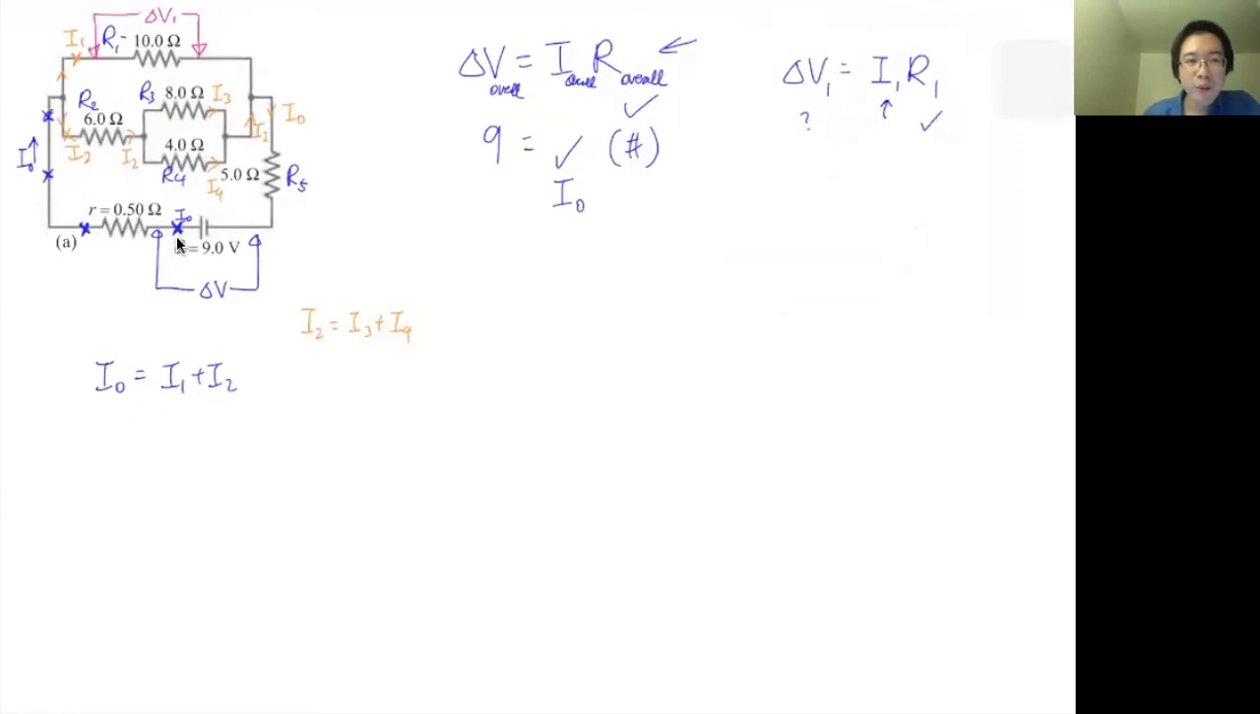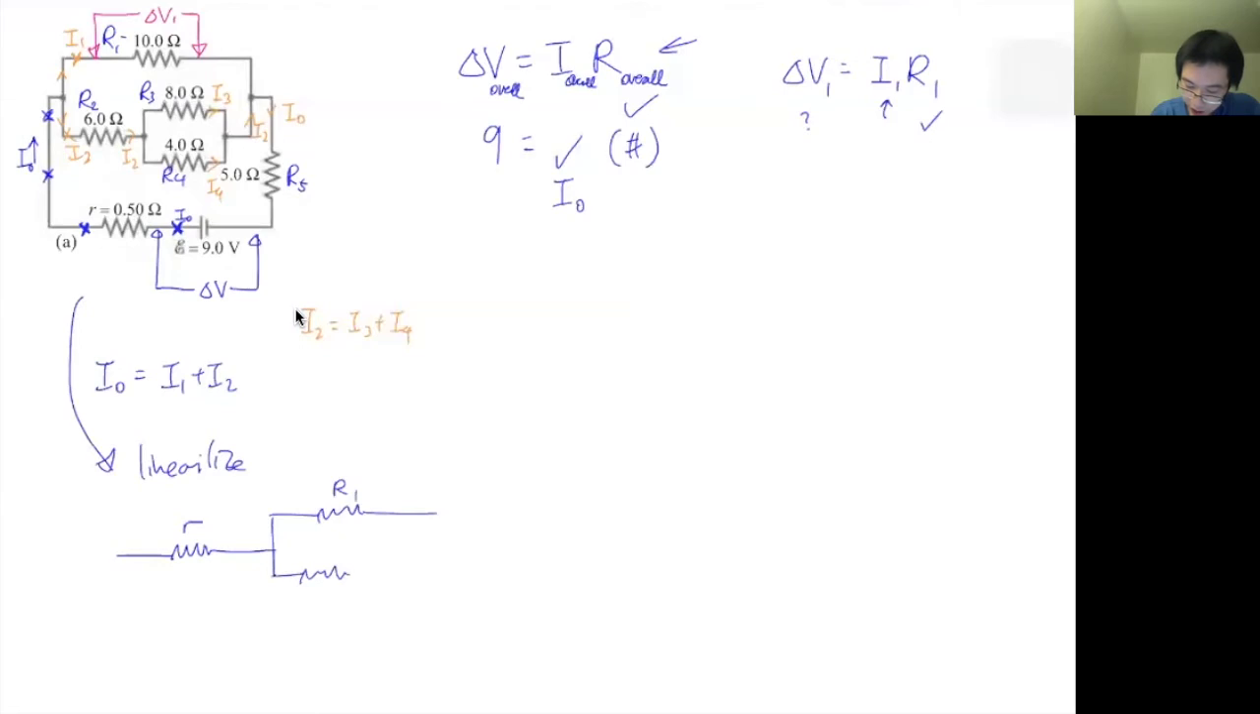Here's another tip: whenever I get complex circuits like this, I like to linearize it. What that means is I want to make it so that everything almost goes in one line like this. So this is the little r's, and it splits up into R1 and R2, and R2 splits into R3 and R4.